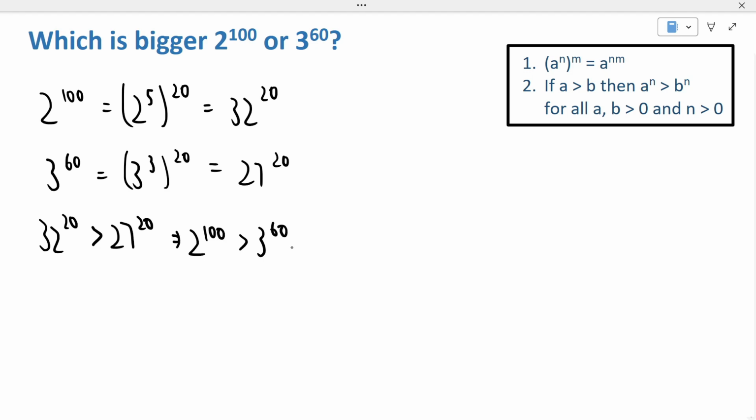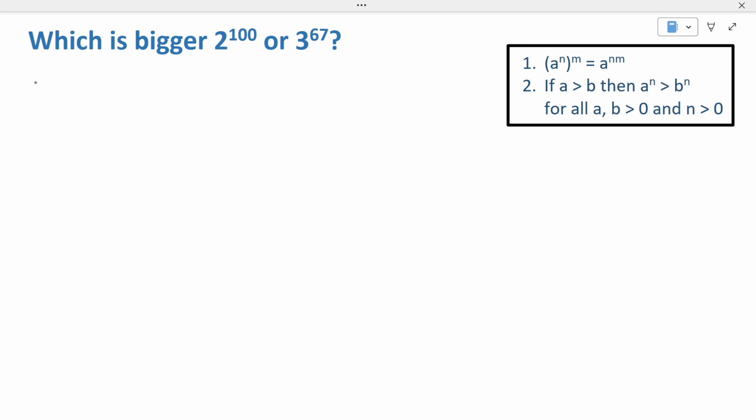So the final answer is that 2 to the power of 100 is the larger of the two expressions, and this shows that the larger base of 3 wasn't enough to make up for the smaller exponent of 60 compared to the 100 exponent in 2 to the 100. What about this one? What about comparing 2 to the power of 100 and 3 to the power of 67?